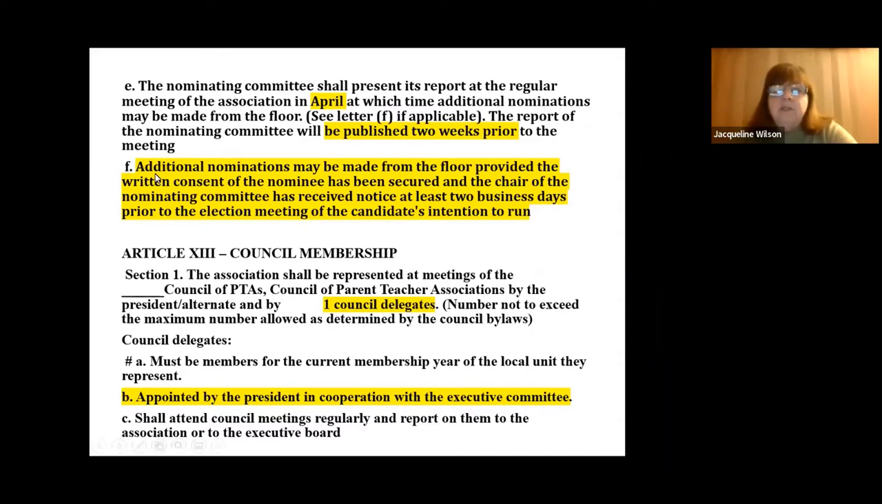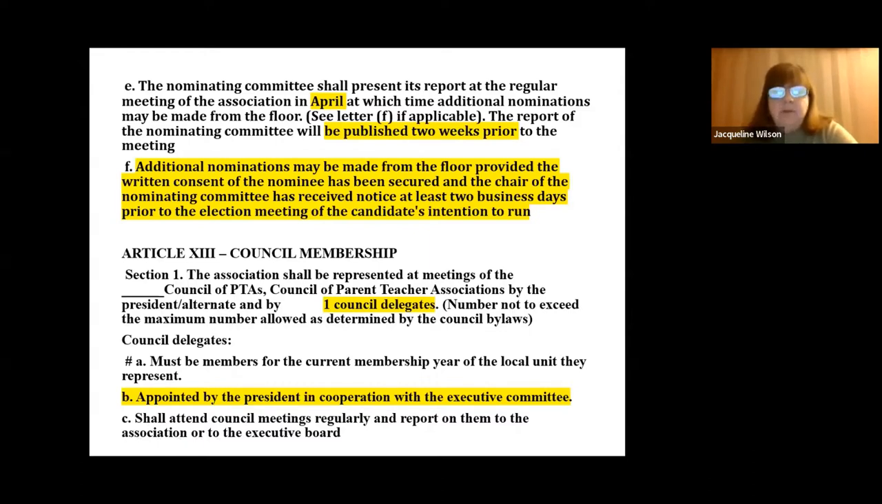And here is the additional F, which is not in everyone's bylaws. It says additional nominations may be made provided that written consent of the nominee has been secured and the chair has received notice at least 2 business days prior to the election. Again, you may or may not have this particular clause in your bylaws, but you need to know whether or not you do. And finally, council membership.